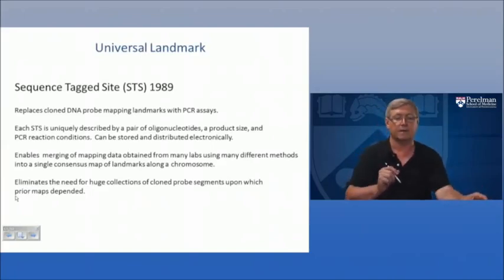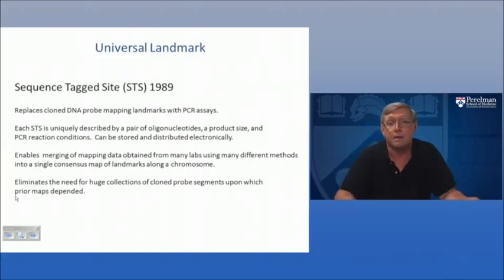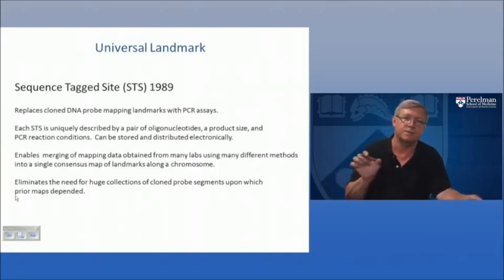So I mentioned briefly sequence tag sites, and this was actually a pretty important advance for logistical reasons as well as for conceptual reasons. Much of the mapping had been done using cloned DNA fragments called probes, and these probes were distributed from laboratory to laboratory. In fact, large repositories of probes were created explicitly to distribute these pieces of cloned DNA fragments, which had to be grown in live bacteria and repeatedly purified by different laboratories.